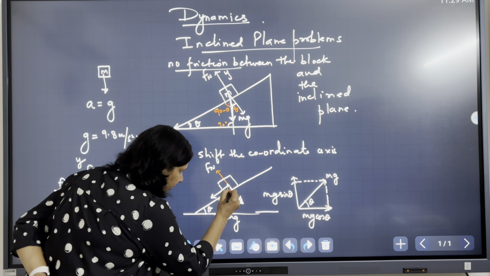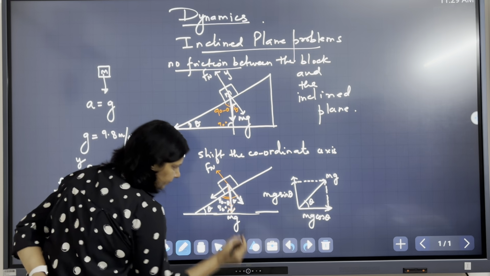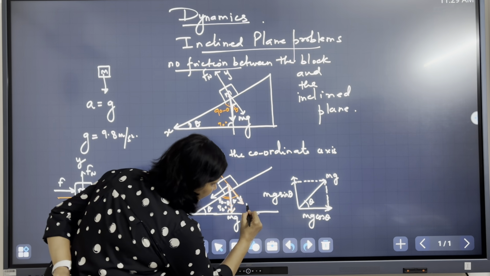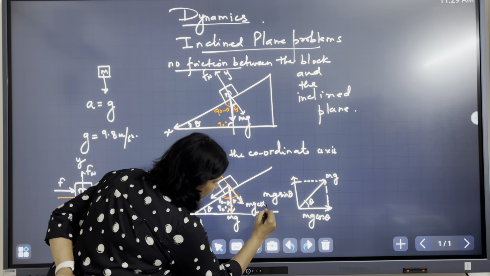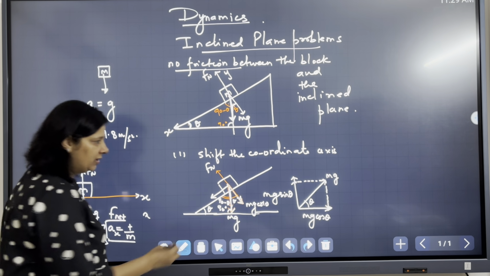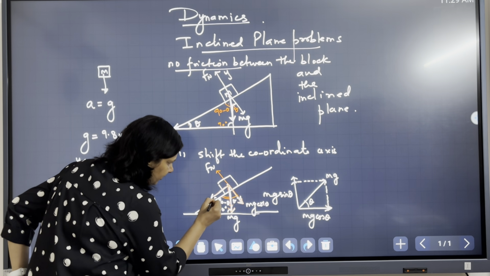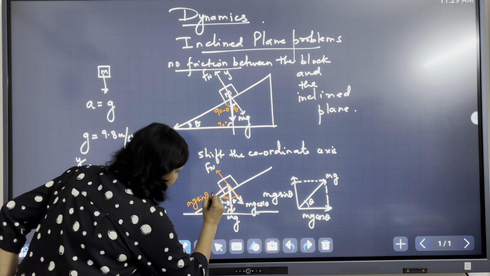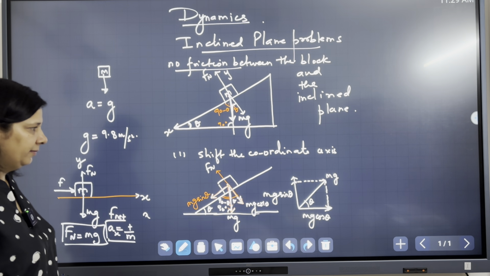Now I am drawing in orange. This is mg. This will be mg cos theta. So you can just rotate this vector and try to see. And this component will be mg sine theta. I hope this is clear.